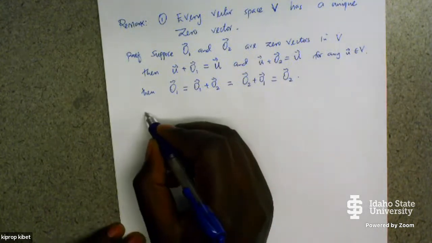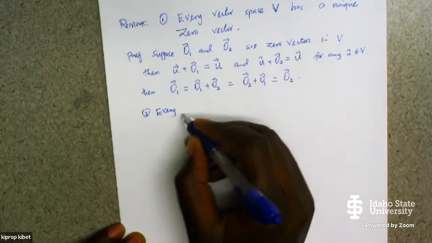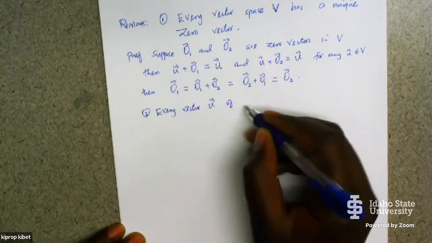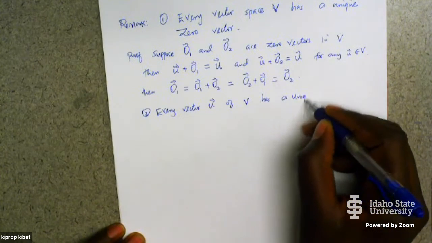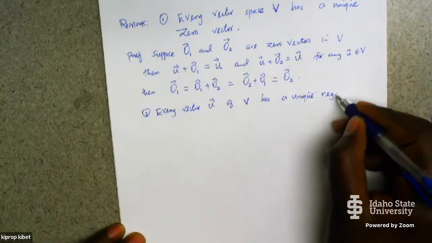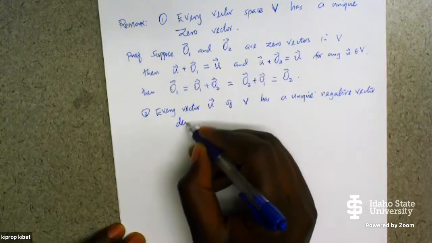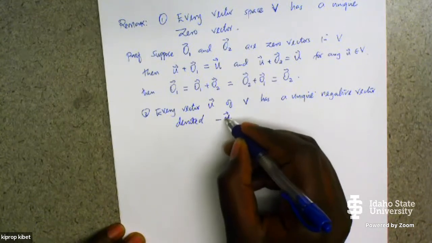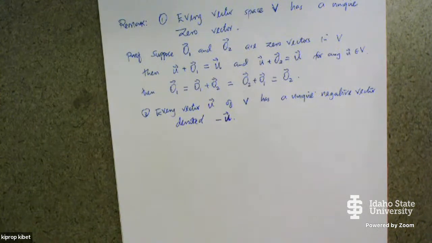Another one, which is always very common: every vector u of V has a unique negative vector, which we denote as negative u.